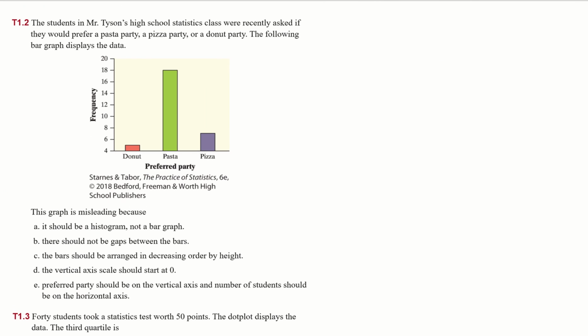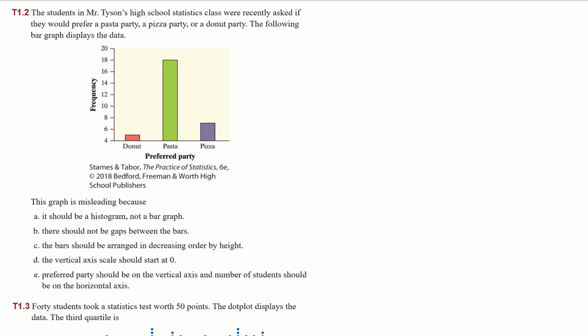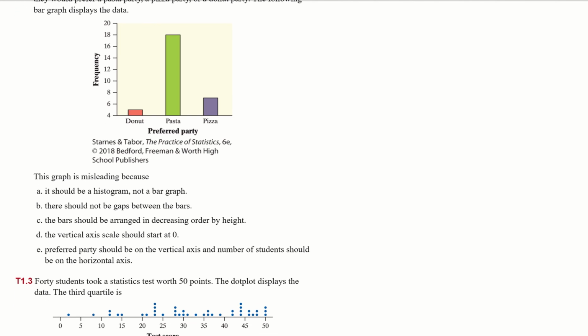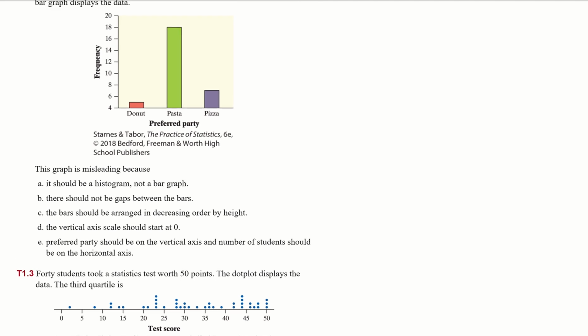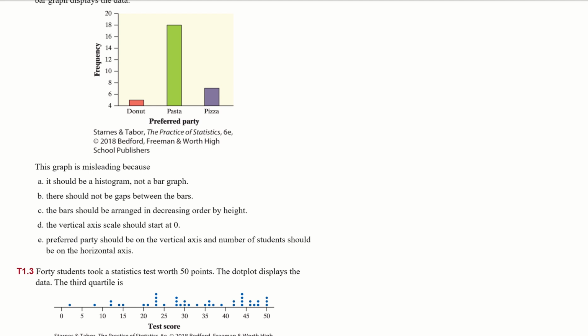Okay, so number 2, the students in Mr. Tyson's high school statistics class were recently asked if they would prefer a pasta party, pizza party, or donut party. And the following bar graph displays the data. So they're saying, what is wrong with this graph? So why is it misleading?